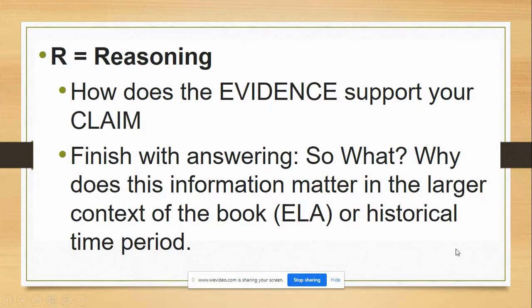The reasoning is where students struggle most. You need to go right back up this CER ladder. How does the evidence support your claim? You should then finish the piece of writing by answering, so what? Why does this information matter in the larger context of the book, if we're talking about ELA, or historical time period?